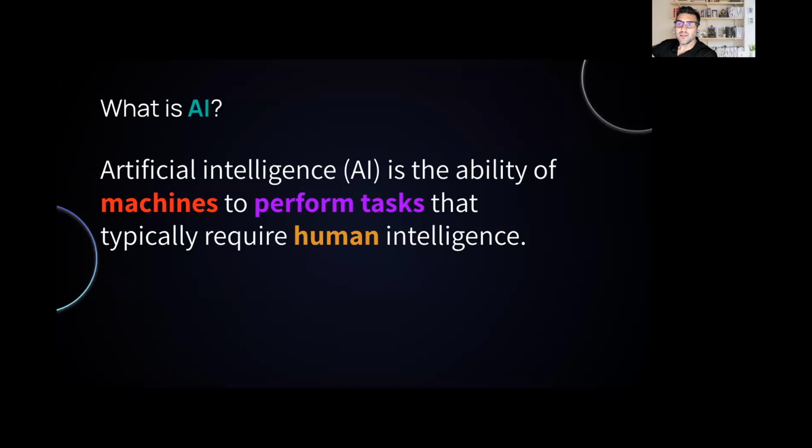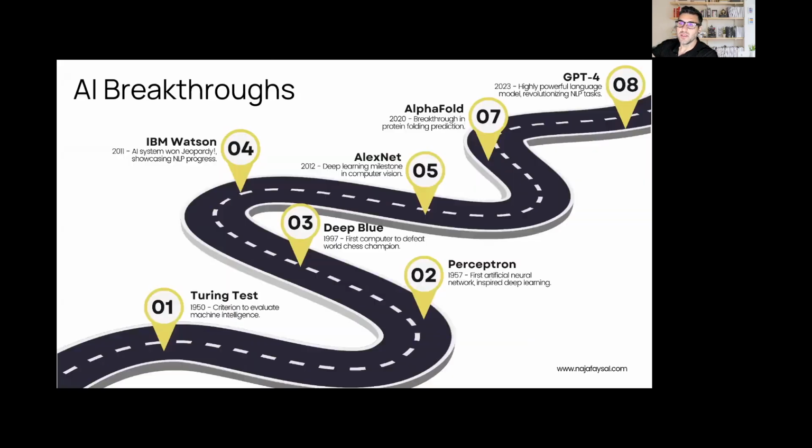So what is artificial intelligence? Artificial intelligence is the ability of machines to perform tasks that typically require human intelligence. And artificial intelligence, believe it or not, is not new. Since the 1950s, when the computer was created, scientists started to envision a thinking machine that can learn and adapt and reason, and be as intelligent or more intelligent than human beings.